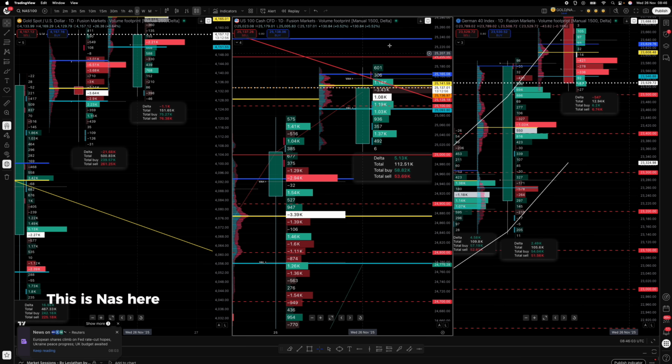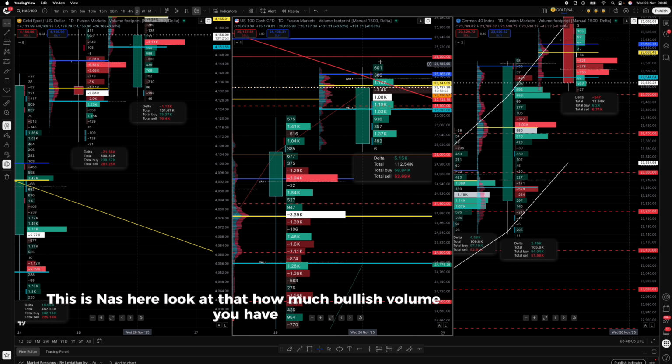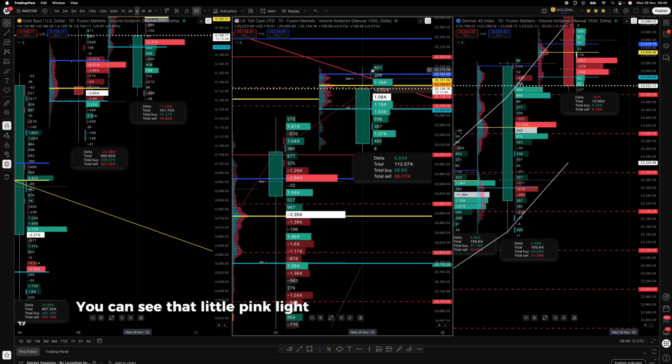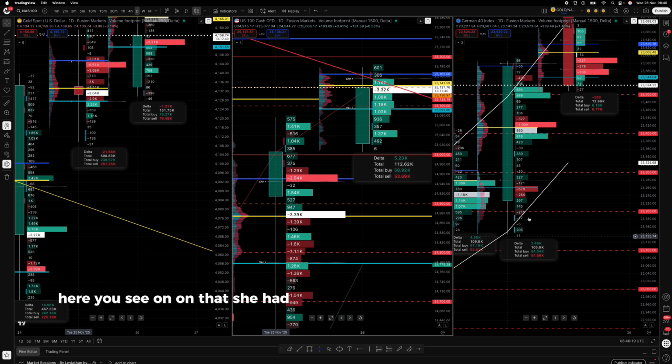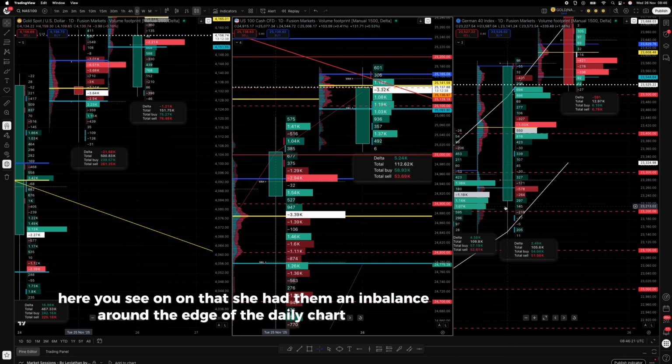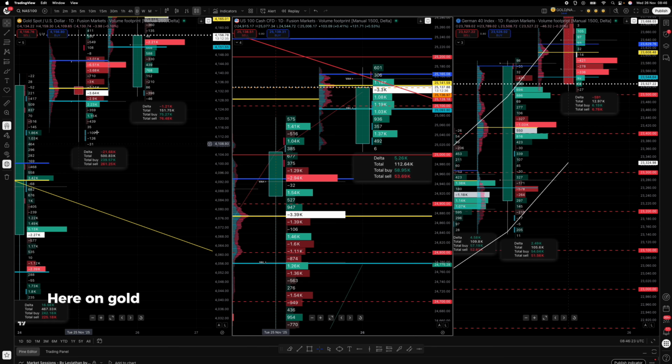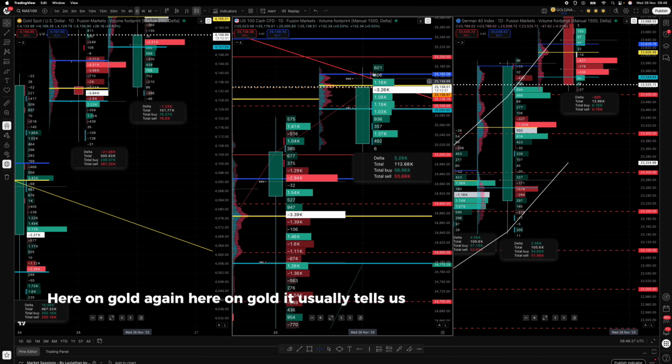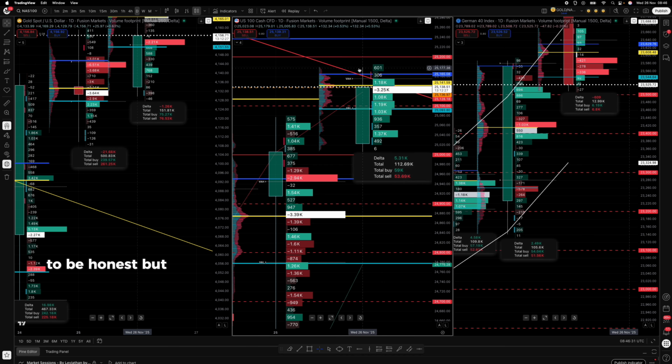This is NAS here. Look at that, how much bullish volume you have. You can see that little pink box there is an imbalance. It usually happens at the corner, at the edges. Like here you see, on DAX you had an imbalance right on the edge of the daily chart. Again here on gold, so it usually tells us you're at the edge. So yeah, I wish I'd got in a bit earlier to be honest, but it is what it is.